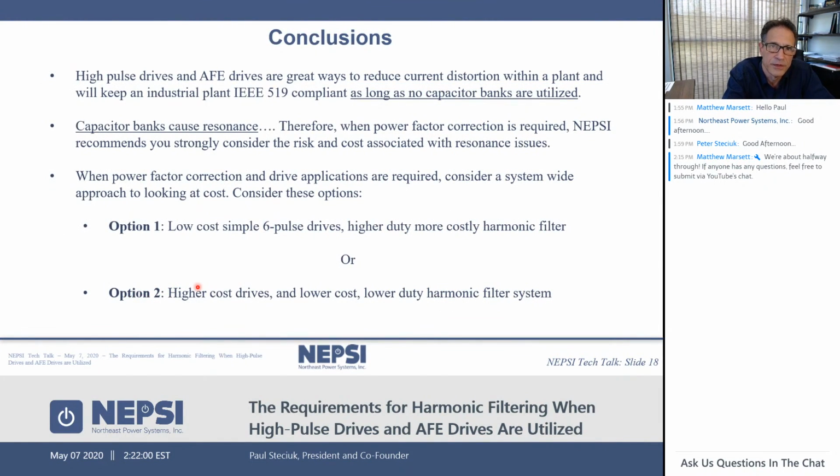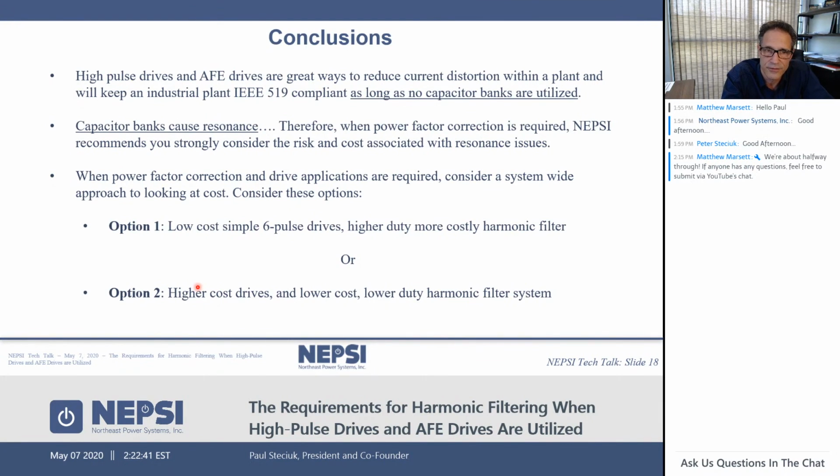So in conclusion, high pulse drives and AFE drives are a great way to reduce current distortion within the plant, and will keep an industrial plant within IEEE 519 limits, as long as no capacitor banks are utilized. And that's the key message here. If you're installing AFE drives, if you're installing high pulse drives, and you're installing capacitor banks, you need to consider the effects of the capacitor banks. The resonance within the system can easily cause your system to exceed 519, can cause the voltage distortion to go well beyond a 5% distortion level, and can cause problems within your network.